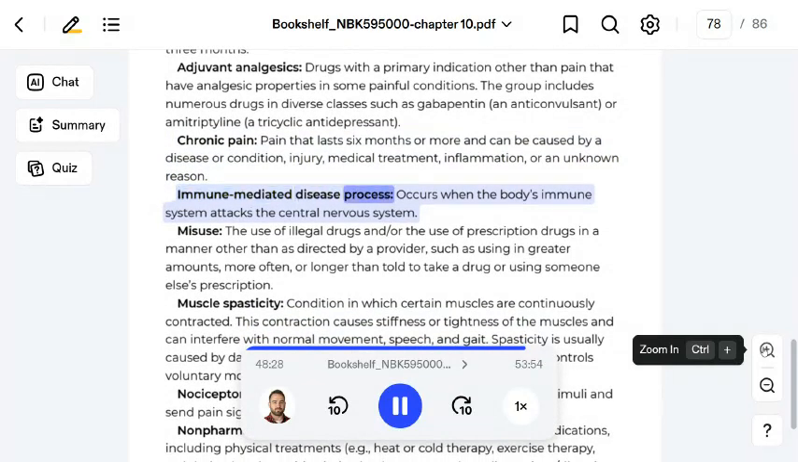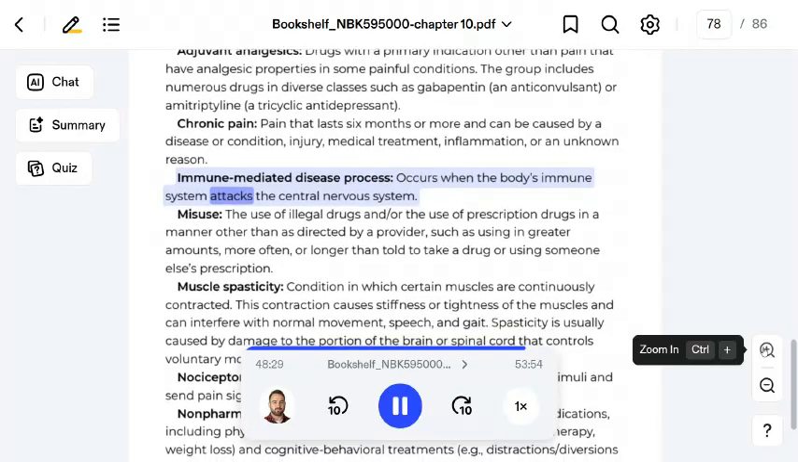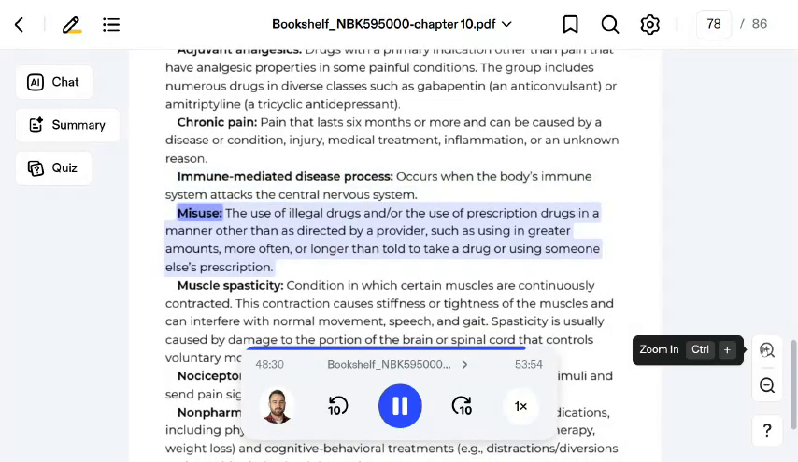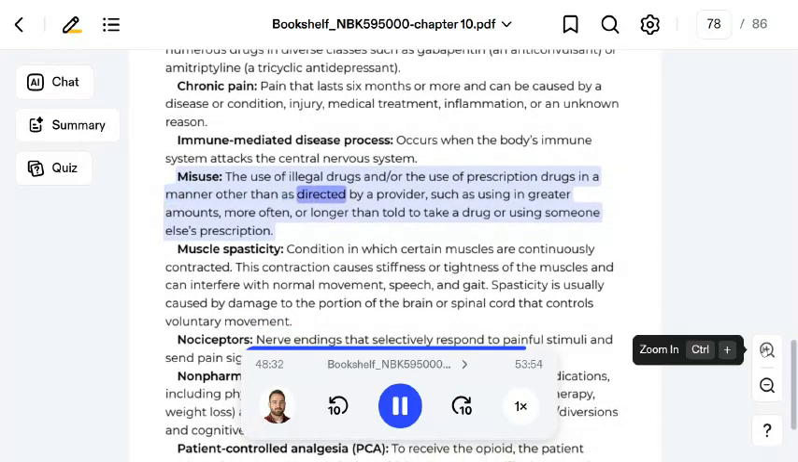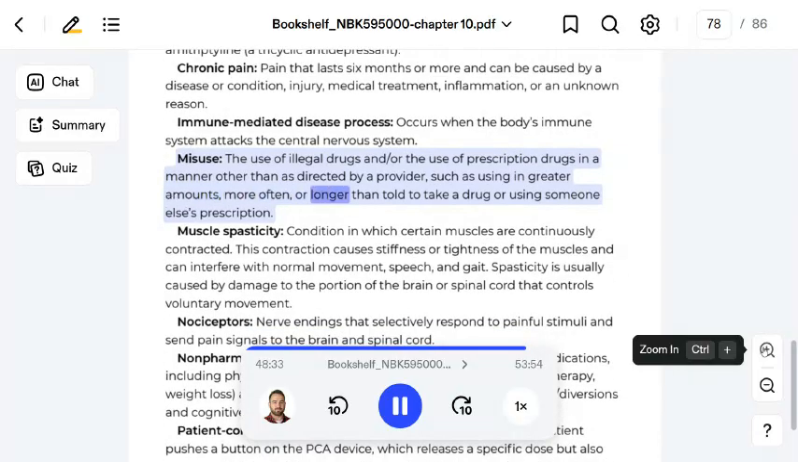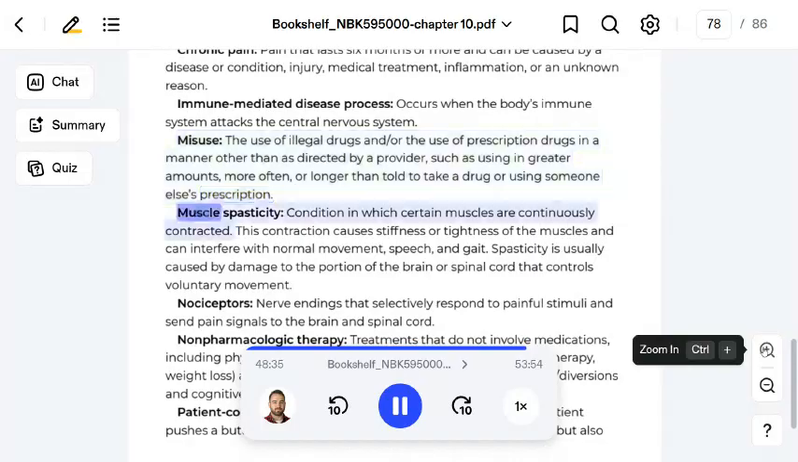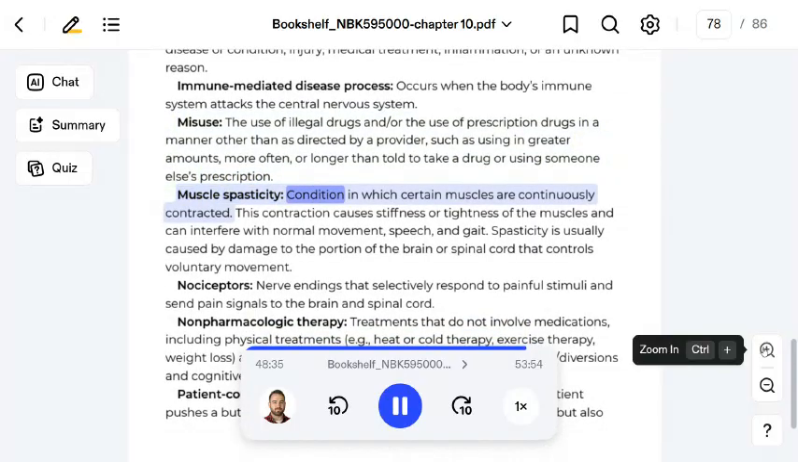Immune-mediated disease process occurs when the body's immune system attacks the central nervous system. Misuse, the use of illegal drugs and/or the use of prescription drugs in a manner other than as directed by a provider, such as using in greater amounts, more often or longer than told to take a drug, or using someone else's prescription.